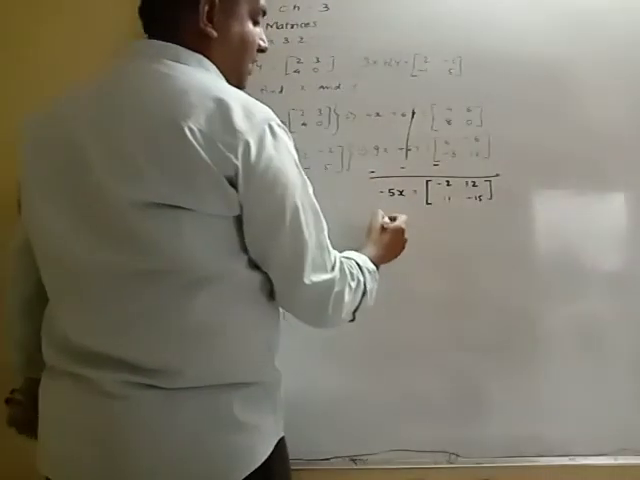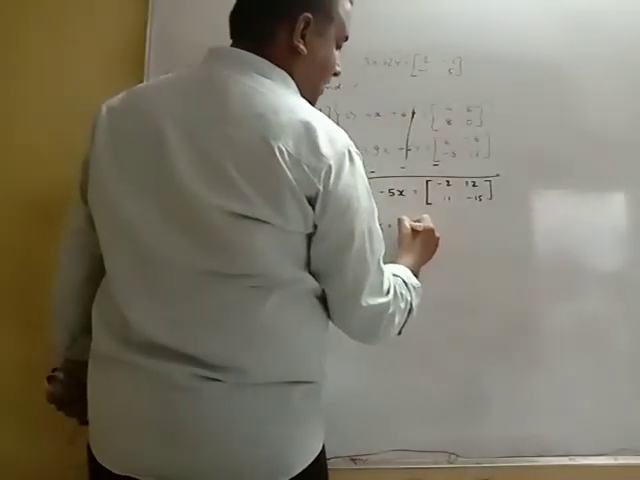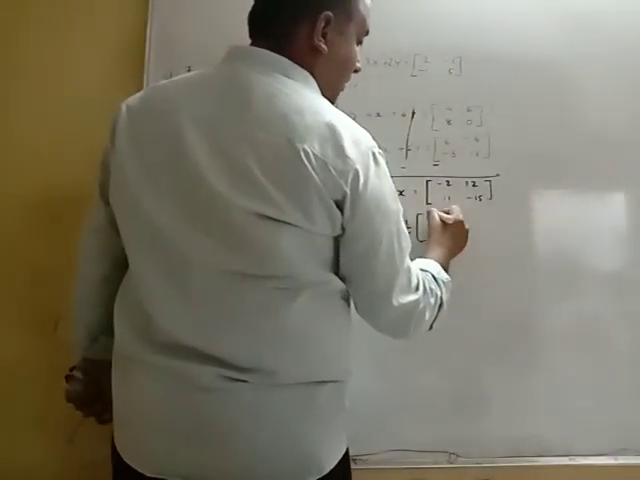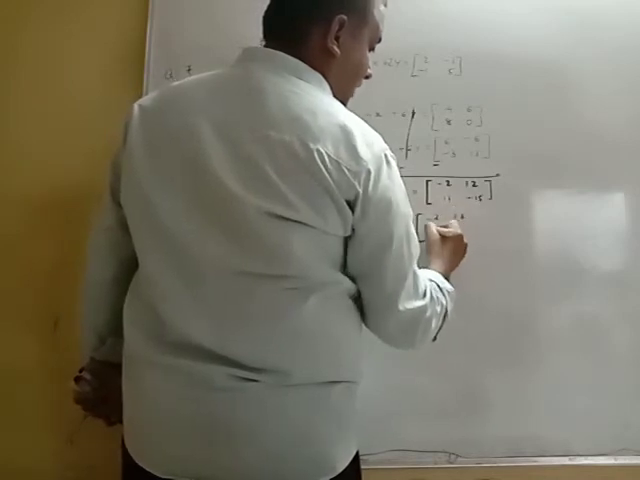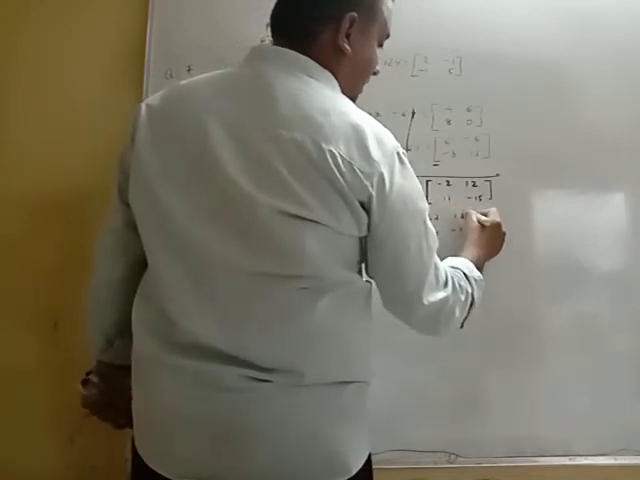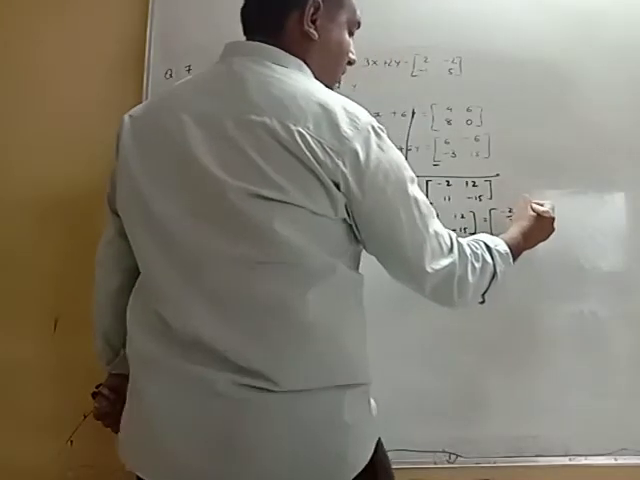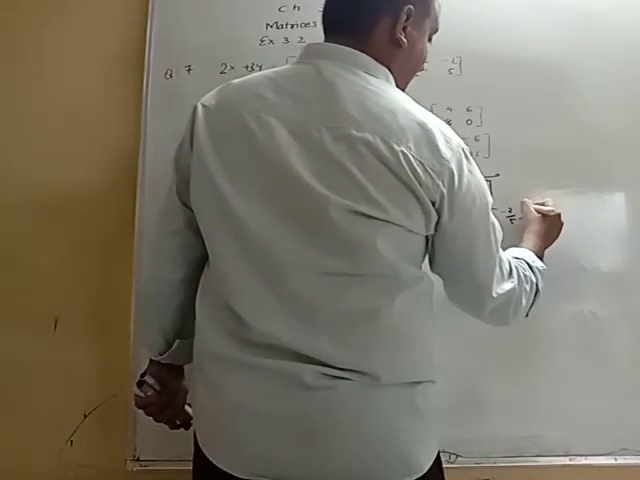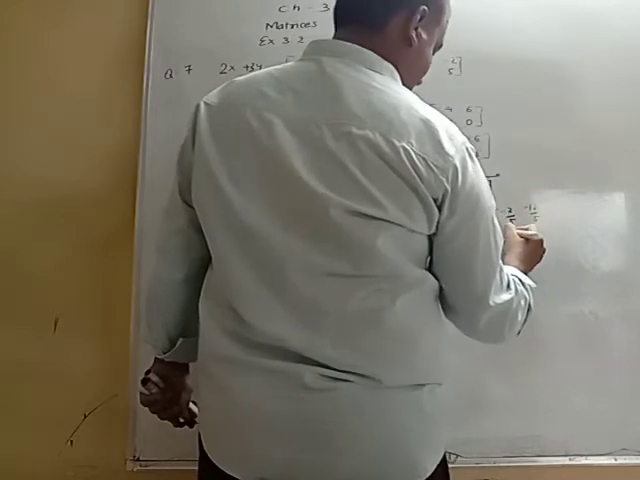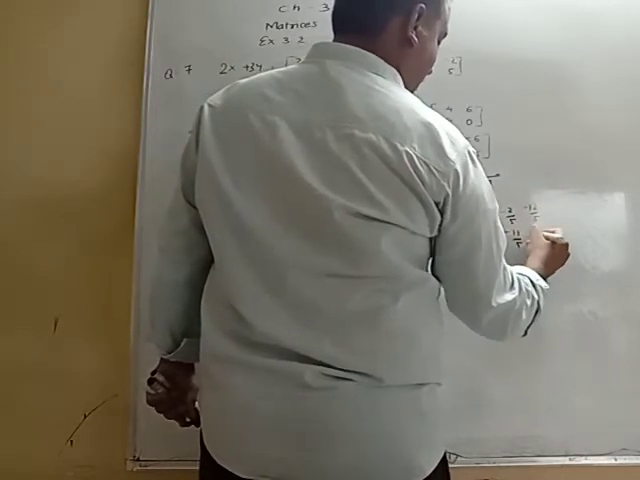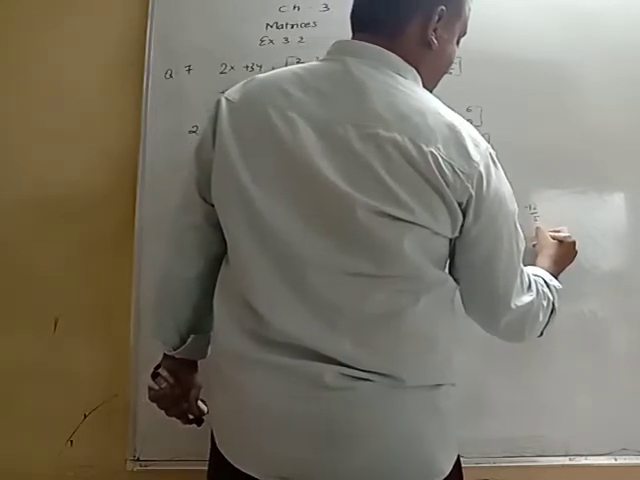And so to get the x value, x is equal to minus 1 by 5 of the matrix minus 2, 12, 11, minus 15. And so it will be minus 2 by 5, 12 by 5, minus 11 by 5, and 3.